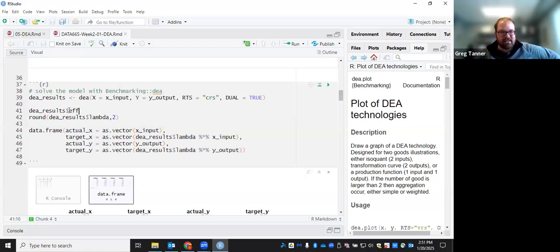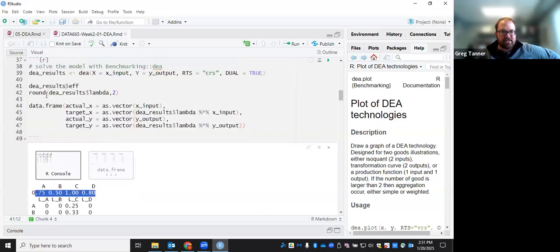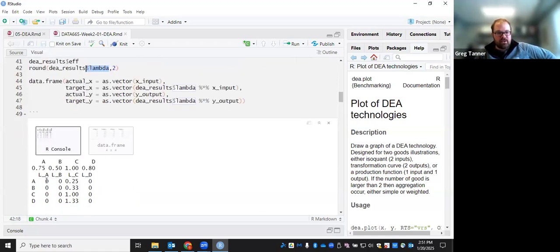But then we can store the results or the outcome of that DEA command into DEA results. And then we can access the efficiencies with $eff. And here are those efficiencies. We can access the lambdas, which are the weights of the other DMUs in making up that DMU's target. And so here are the weights of the other DMUs for the target for A.